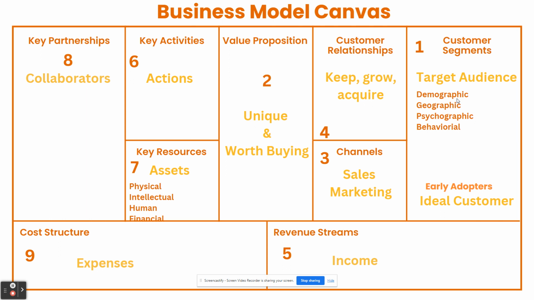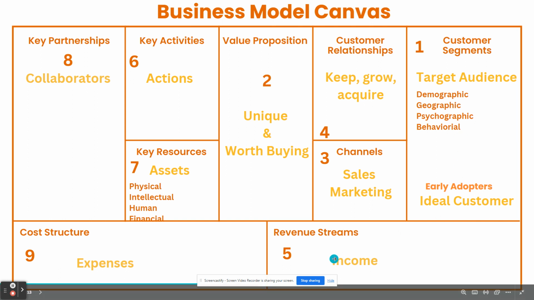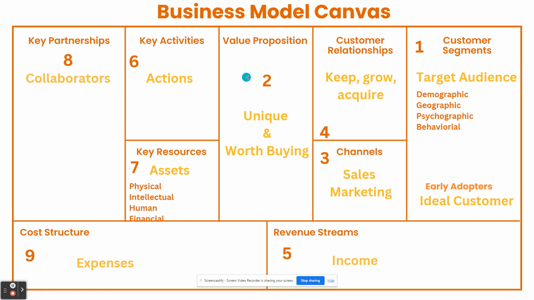Below, you'll find your early adopters, which are your ideal customers. They are the ones that will first take on the mantle of using your product. And then as we progress through, we're going to hit that value proposition. Once again, what makes us unique and worth buying. Then channels: sales, marketing, communication, distribution. Customer relationships: how we keep, grow, and acquire customers. Our income comes through our revenue streams. Activities are our key actions, those things that we have to perform to deliver our value proposition.